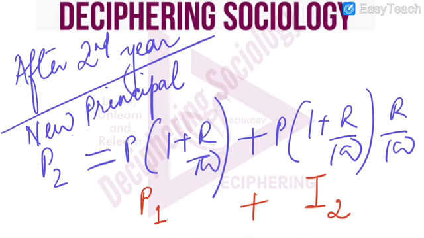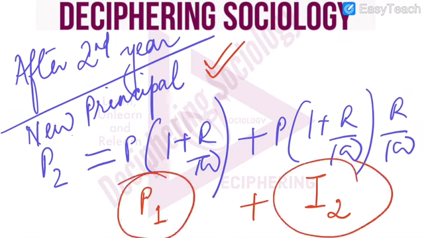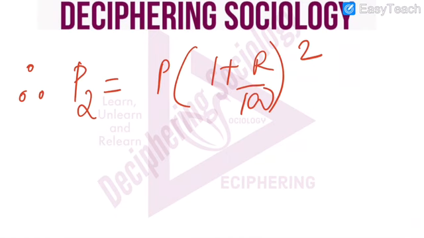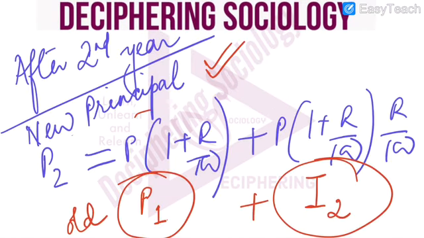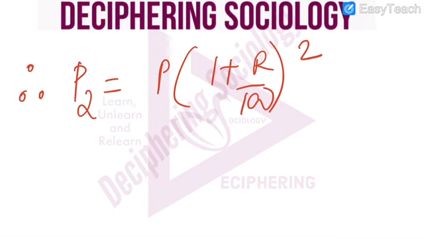And what will happen now after the second year? After the second year, we will receive a new principal. This principal will be P1 plus I2. P1 is the old principal and I2 is the interest for the second year. So when we calculate this value, we will find that P2 is P into 1 plus R by 100 to the power 2, or whole square.